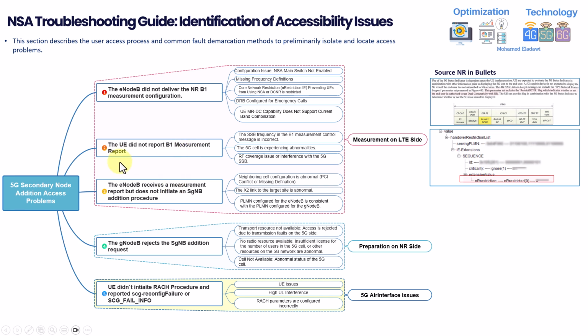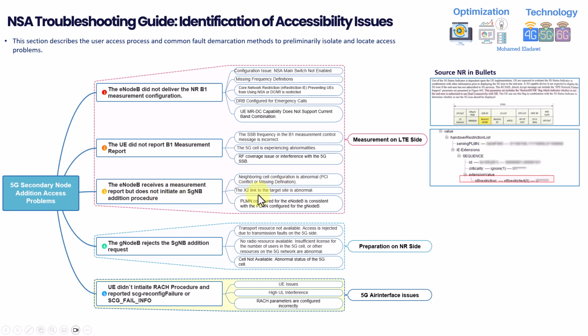So the next step after the measurement report is done, we are expecting that the eNB, after receiving the measurement report, should now initiate the SgNB addition procedure, right? So in this case, the SgNB addition is not initiated. It can be a problem in the definition itself, for example you have a PCI conflict or missing definition. The neighbor relation is missing. So the eNB will not deliver an SgNB addition request.